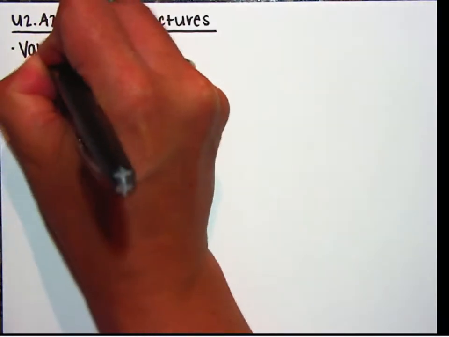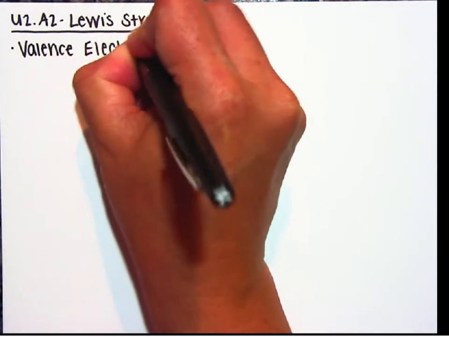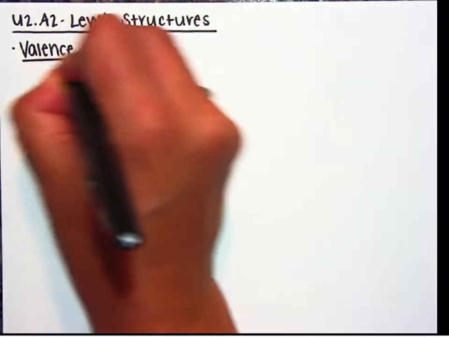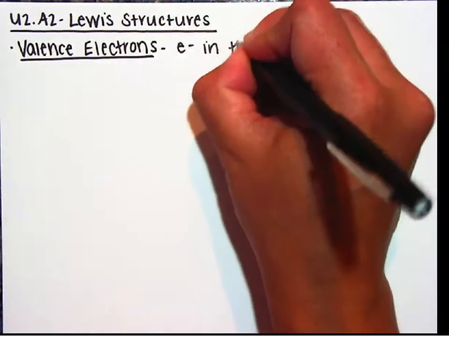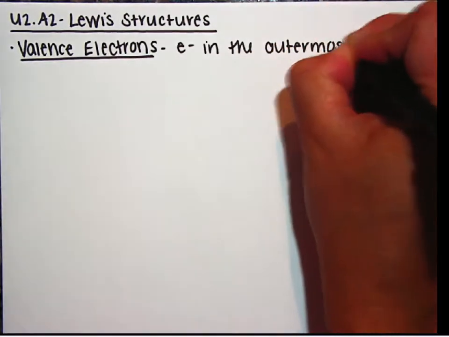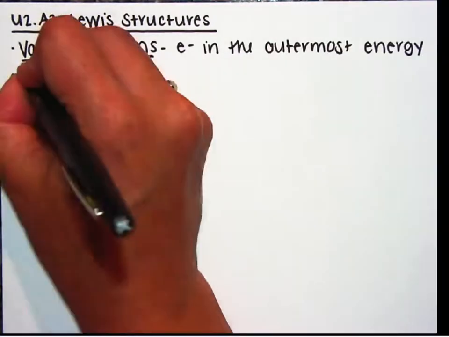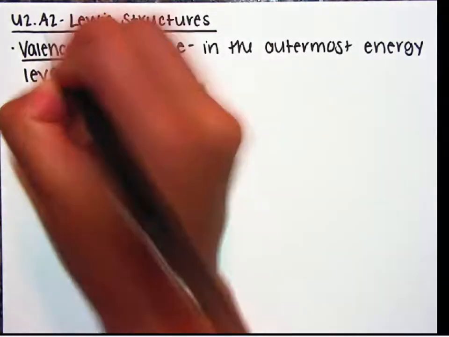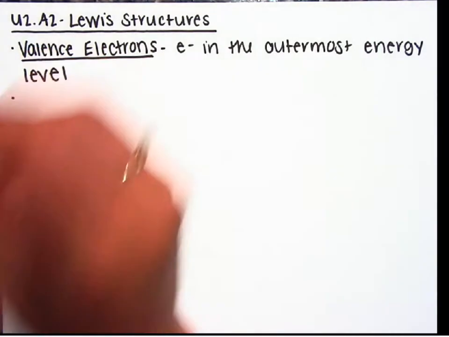So first, I've mentioned this before, but we haven't written down a definition of valence electrons. Valence electrons are electrons in the outermost energy level. So when we draw our Bohr diagram or we write our electron configuration, the electrons that are in the outermost energy level farthest from the nucleus are the valence electrons.